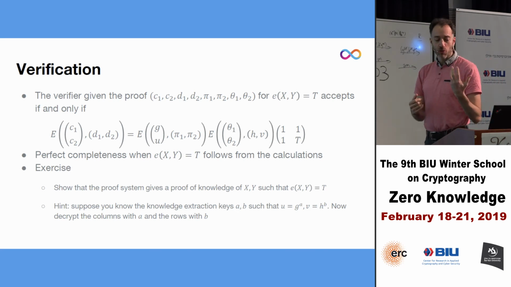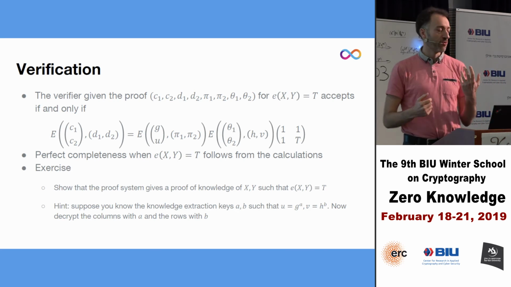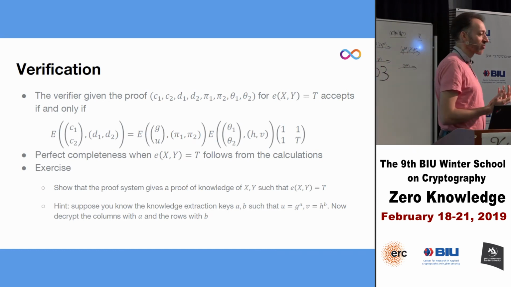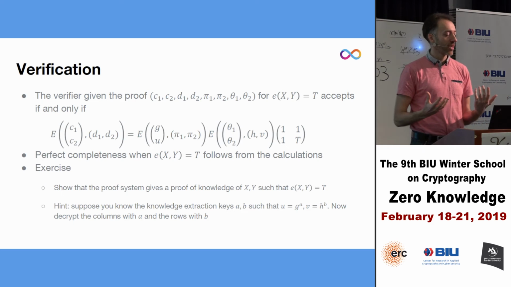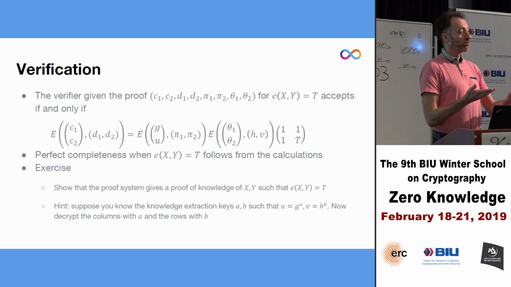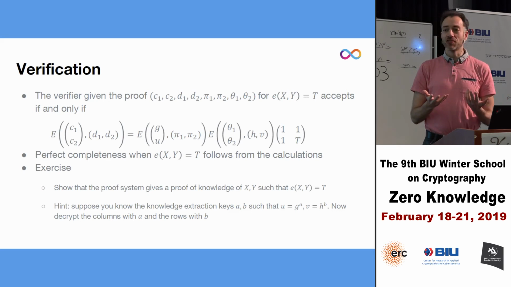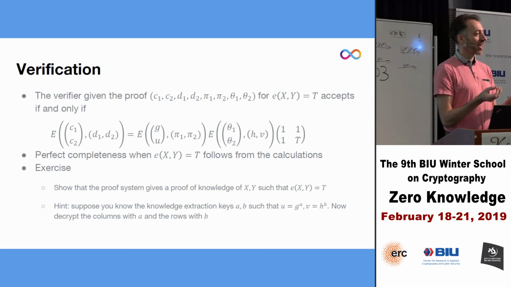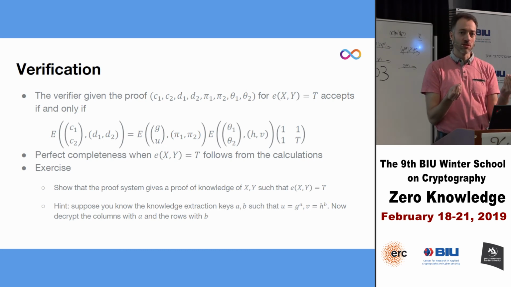You could want a stronger security guarantee from the non-interactive zero-knowledge proof. You could want that it actually is a proof of knowledge, right? In that case, the question is, can you actually, from the prover's proof, extract what is X and Y? Okay, in that case, you would actually need to know what is A and B. They could act as your extraction keys.